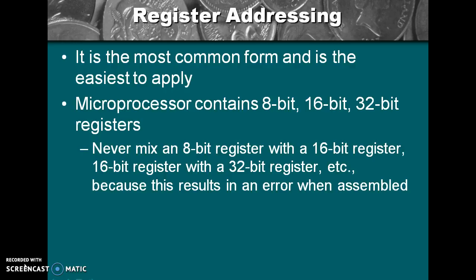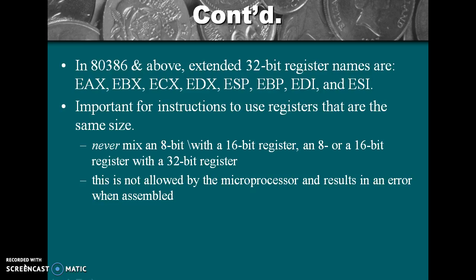Register addressing mode is the most common and the easiest to apply. The microprocessor contains 8-bit, 16-bit, and 32-bit registers. Never mix an 8-bit register with a 16-bit register, or a 16-bit register with a 32-bit register, because this results in an error when assembled. In the 386 and above, the extended 32-bit register names are EAX, EBX, and so on. It is important for an instruction to use registers that are the same size. This is not allowed by the microprocessor, resulting in an error in assembly.